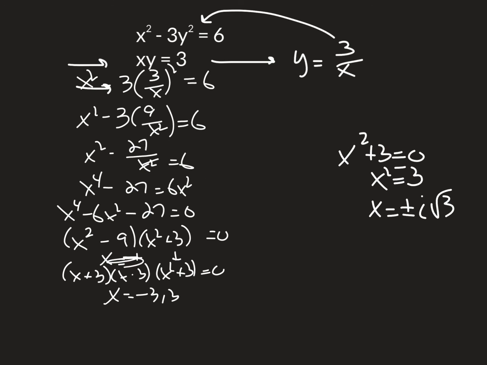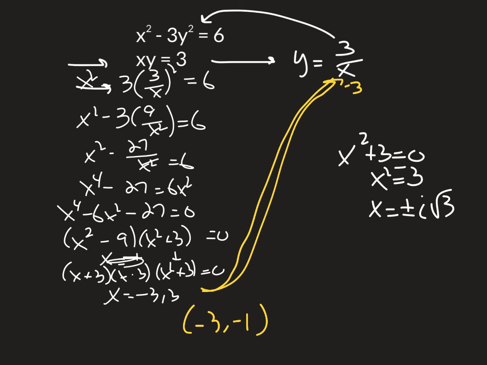Okay, once I get my answers, which I have now, I'm going to take them, I'm going to plug them right back where y equals. So if I plug in -3 in there, right here, I get 3 over -3, which is -1. So one of my answers is going to be -3, -1. All right, if I plug in +3 in there, I get 3 divided by 3, which is 1. So I get 3 and 1.